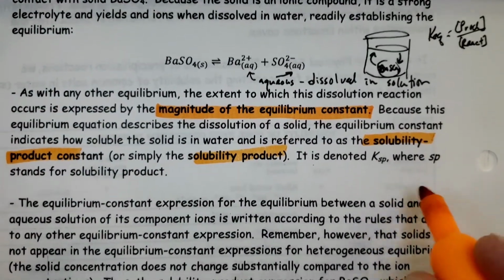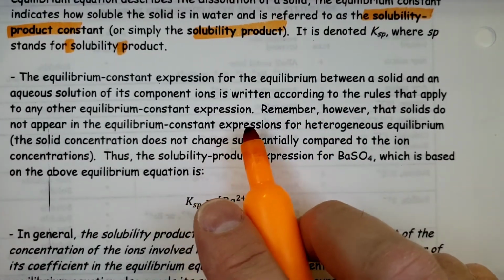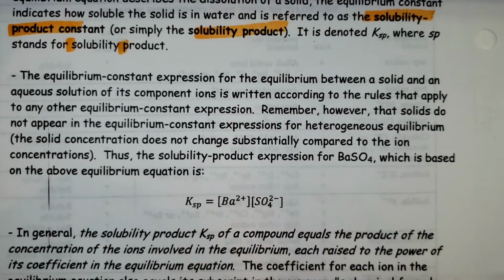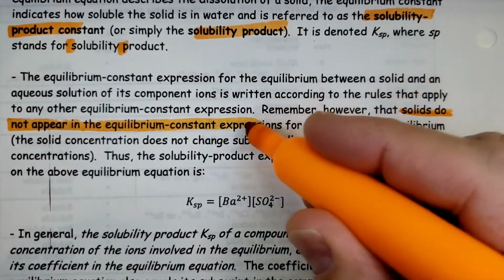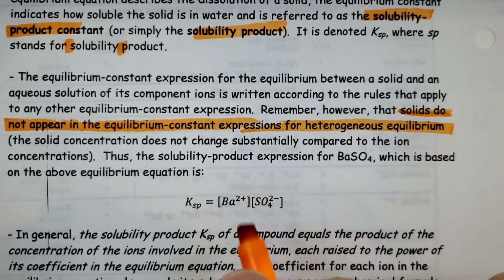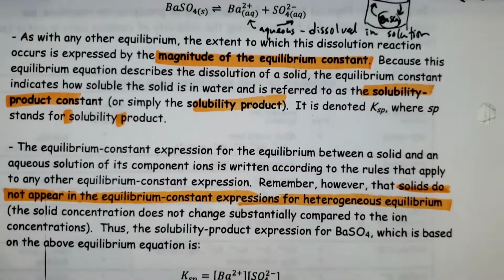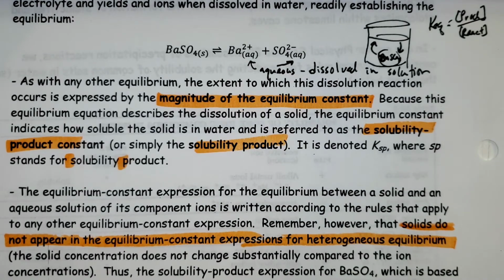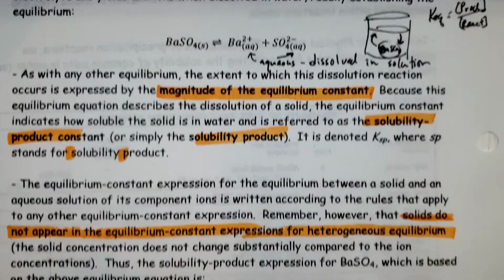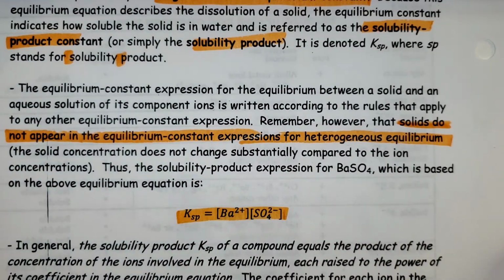It is denoted as Ksp, where sp, of course, represents solubility product. The equilibrium constant expression for the equilibrium between a solid and an aqueous solution of its component ions is written according to the rules that we did before. Remember, however, that solids do not appear in the equation, because remember, that's a heterogeneous equilibrium, and the solid will not change drastically compared to the aqueous ions. So again, we only include those substances that aren't solid or pure liquid, so in this case, the aq. So the solubility product is even easier. It just simply contains the product ions.